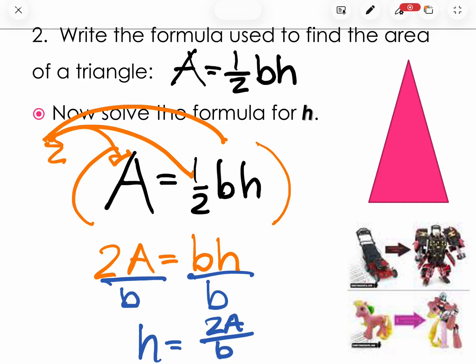Yes, Sally? Wait, why is B always at the bottom? Well, in this case, it's not always going to be, but in this case, B was multiplied by H, and I'm trying to get H by itself, so I have to divide by B. And that gets this gone, and it's on the bottom because that's where it placed over there because it's dividing over that. Okay? There won't be a B in the next one.